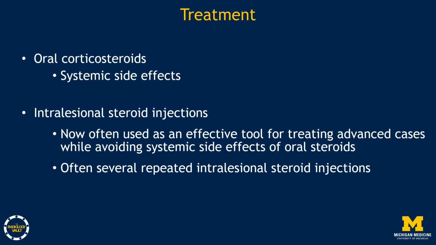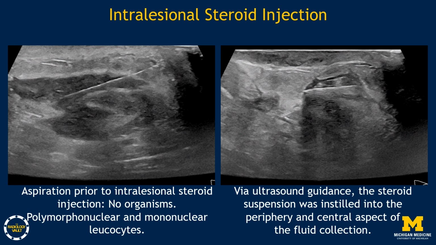So more commonly now, patients are getting intralesional steroid injections, and these are given for advanced cases where we can avoid the systemic side effects of oral steroids. These often require repeated intralesional steroid injections. This is an example of an intralesional steroid injection. Prior to the injection, an aspiration is performed.